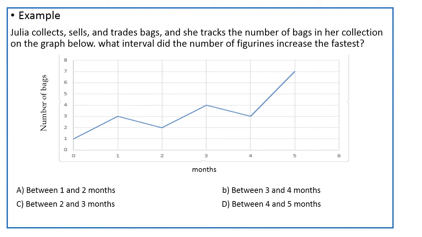The first choice is between the first and the second months, and as we see from the graph, the line is decreasing, so we will cancel this answer. The second choice is between the third and fourth months. Also this line is decreasing, so we will cancel this answer. The third answer is between the second and the third month, and the fourth answer is between the fourth and the fifth month. It's clear from the graph that the answer D is the line which has the greatest steepness, so it is the right answer.